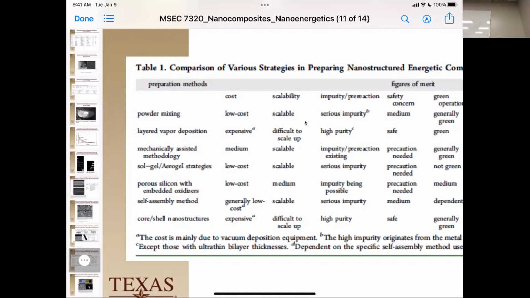So that's where you grow your aluminum and you grow something else on top of it as a particle. Usually it's in a spray type oxidation. And it can be safe, but it can also be very dangerous because when you're volatilizing off your materials there, there's a possibility of static discharge. Difficult to scale up, very high impurity, and generally green, depending if you're using water in your system.